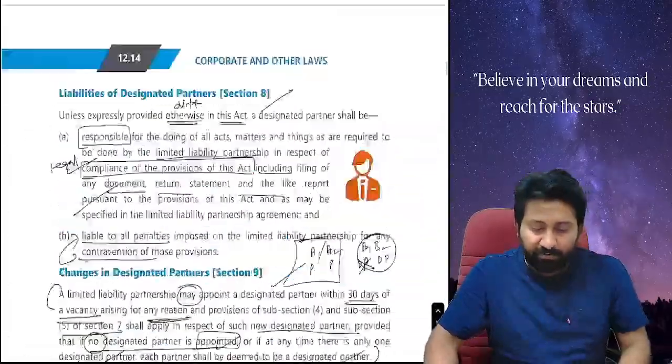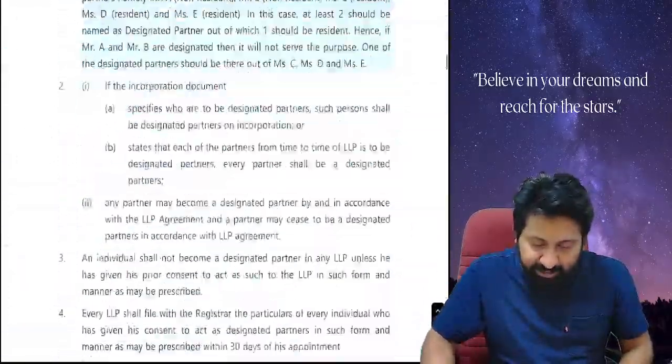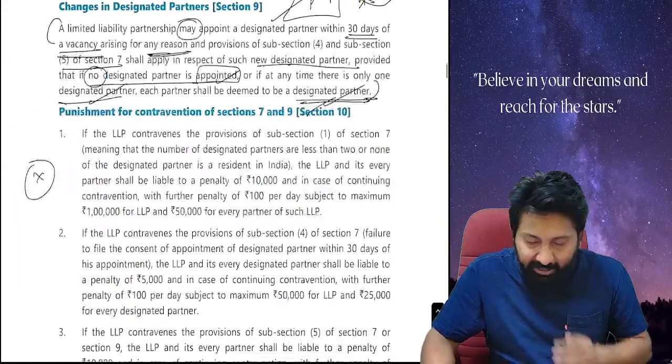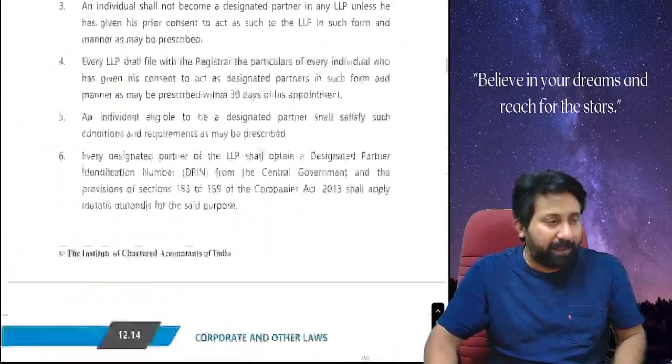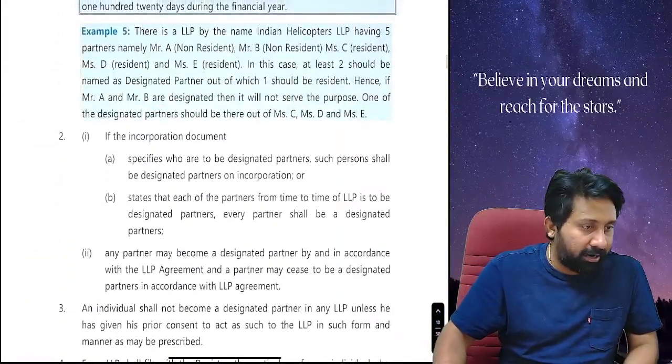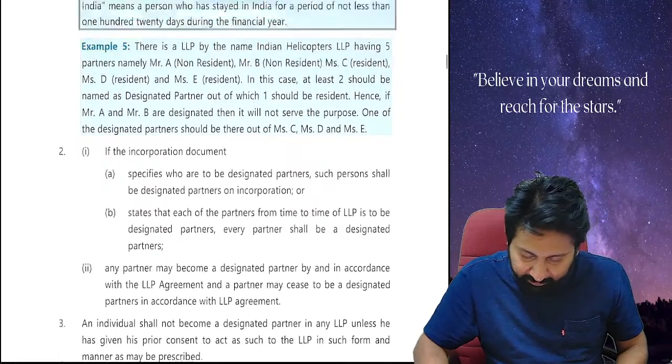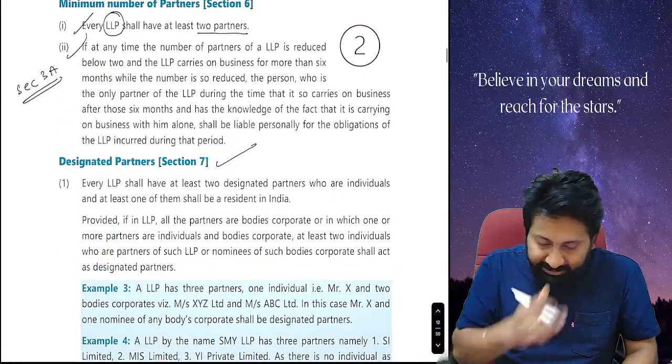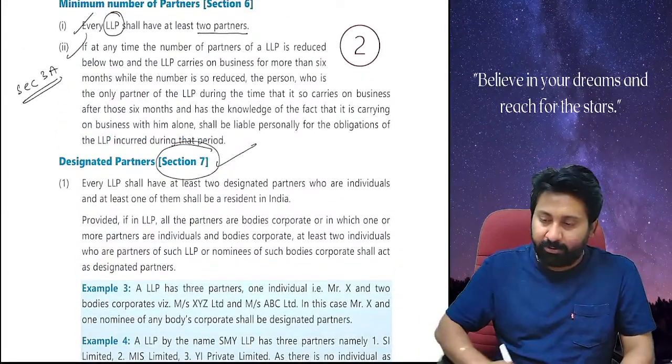Clear, everyone? With this, we completed section number 8, section number 9 and section number 10. It's only a penalty section. Nothing great to complete. Next, let's complete designated partners, section 7.